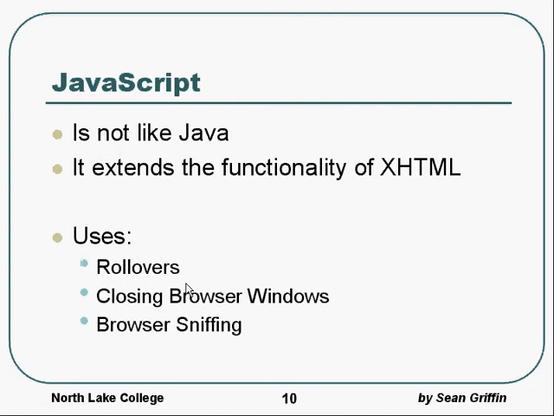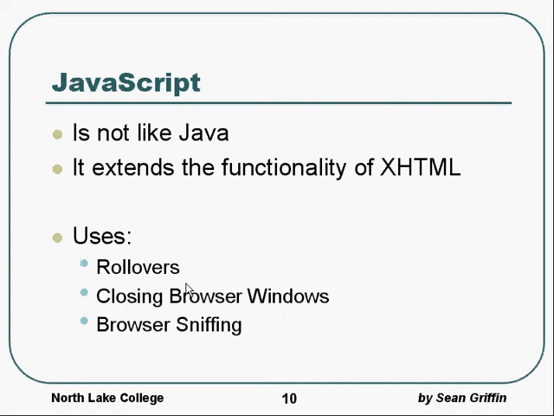Okay, then there's something, when we talk about JavaScript, it's not like Java. Java is a programming language in and of itself that looks like and is very similar to the programming languages C and C++. Okay, JavaScript's a little bit different. It's got a different syntax to it, and what it does, it just extends the functionality of XHTML.